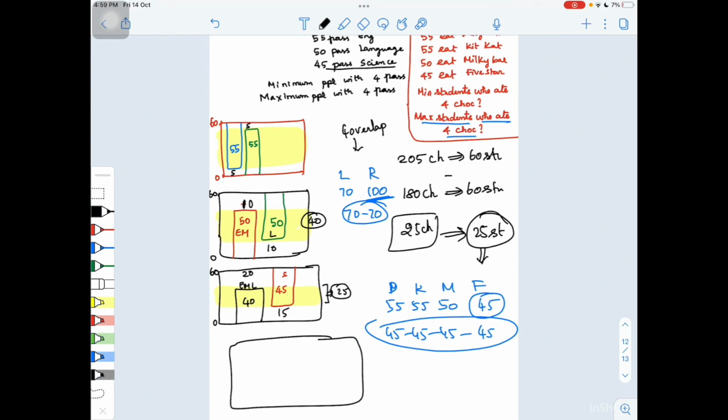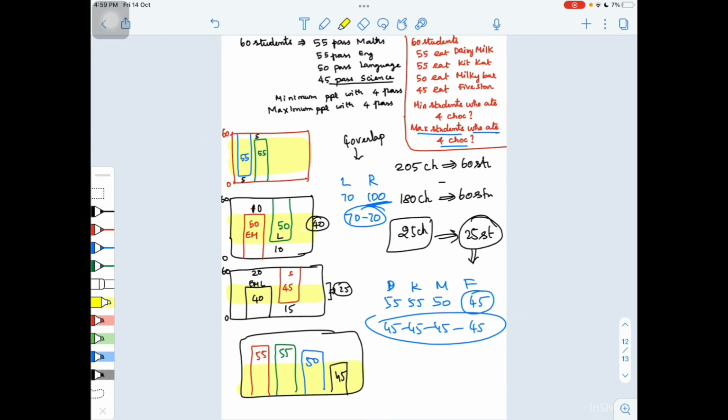In the light and filter method, it's very simple. All I need to do is just place all the filters on the same side. So here I have 55, and here I have another 55, and here I have 50, and finally here I have 45. So this is the maximum light that can pass through all 4 filters. So the maximum number of students who ate all 4 chocolates, or the maximum number of students who passed all 4 subjects, is 45. So these are some scenarios where this particular method might come in handy.